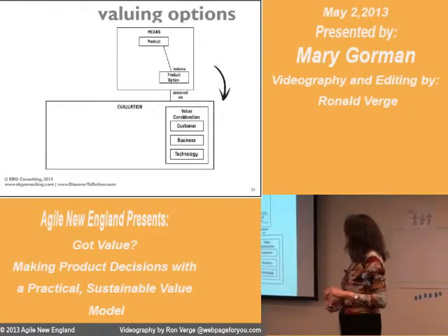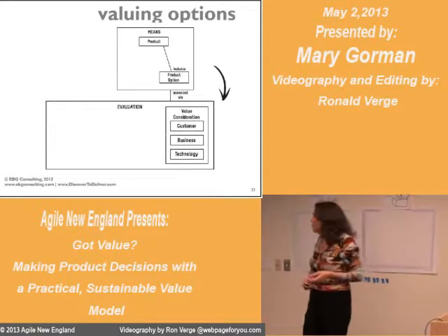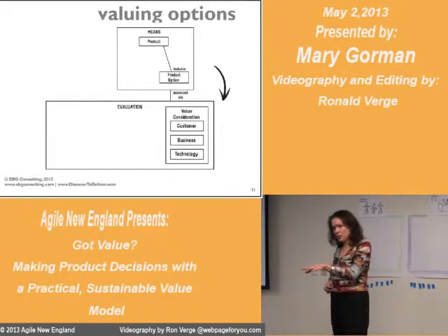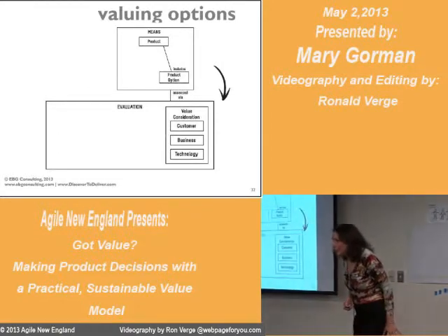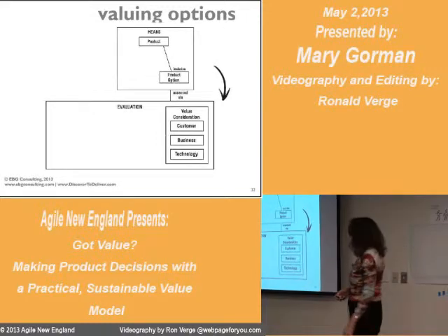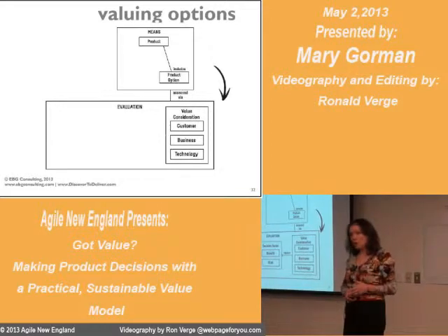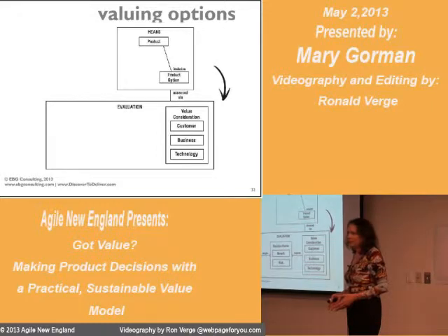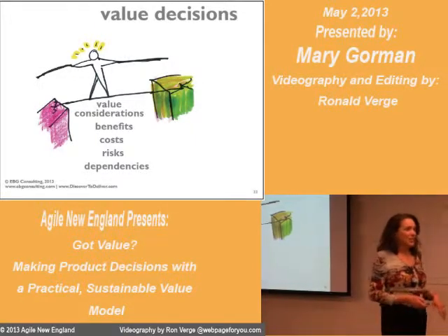And what we're thinking about when we look at this, this is another part of the value model, is that we take those product options and we assess them using those value considerations. And once we take those value considerations, that's not it. We're not done. We also have to think about risks, benefits, dependencies, costs, all so we can come up with a value decision. So you can see how these things fit together. They feed each other. And it's challenging because this is a balancing act.